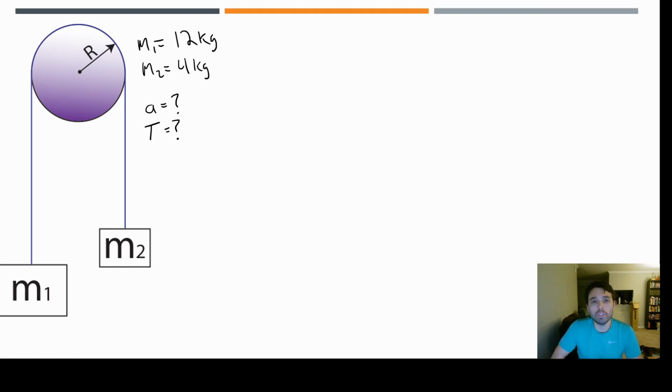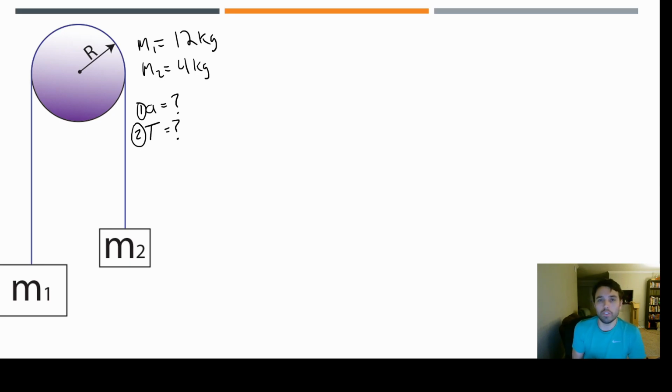Typically with questions like this, they're going to ask you to find the acceleration of the blocks, and then they're going to ask you to find the tension in the rope. That's the most common thing they're going to ask you to find. So let's practice that. The first thing we always want to find is acceleration. You always want to find acceleration first, and then after that we can find the tension in the rope. So first acceleration and then tension.